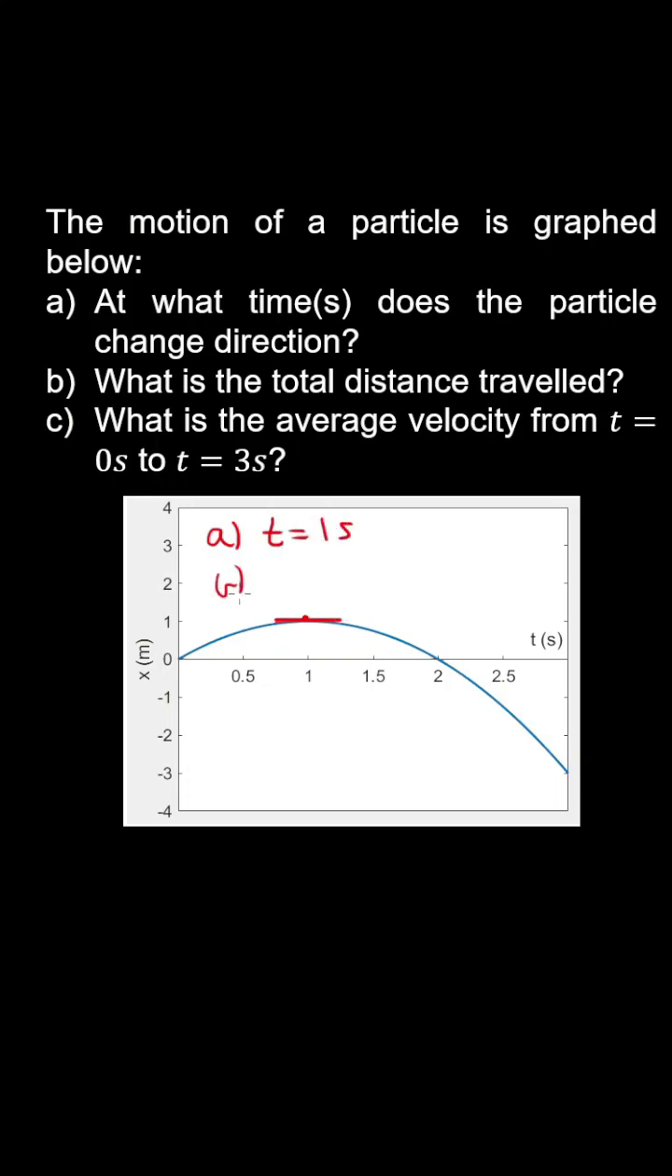Now part B asks what is the total distance travelled. So the particle starts from 0 and goes to 1 meter, and then from 1 meter it travels to minus 3 meters. So effectively it's travelled a total distance of 5 meters.